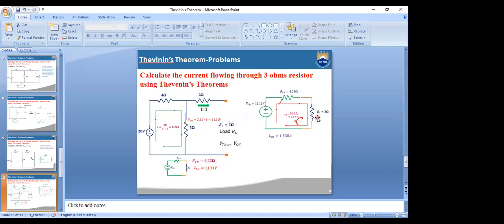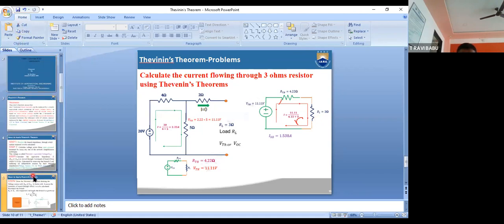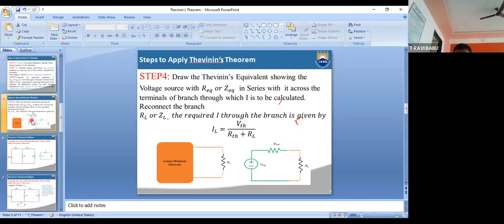Okay. Same process, we are going for Norton's theorem. See this one. This is your regular Thevenin's theorem final diagram. It is the equivalent of any network. Remember, in the case of Thevenin's theorem, VTH is in series with the RTH, and the total part is connected to the RL. Remember this one. Okay, next I am going for Norton's theorem.